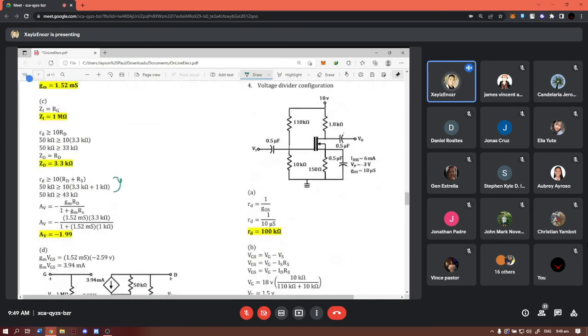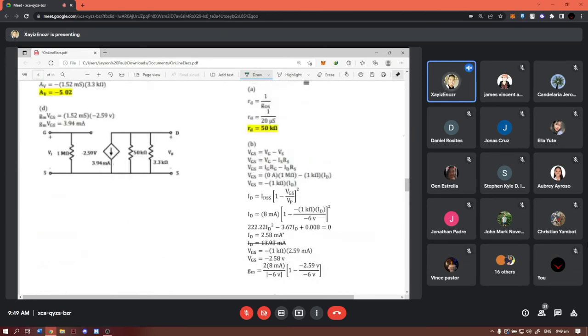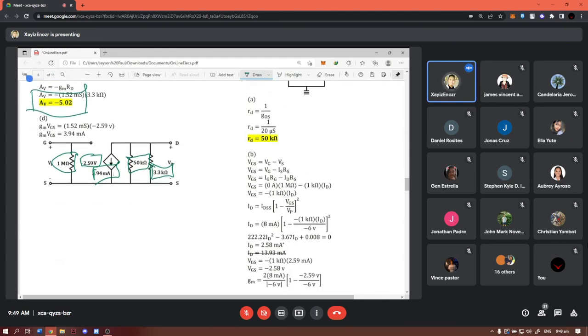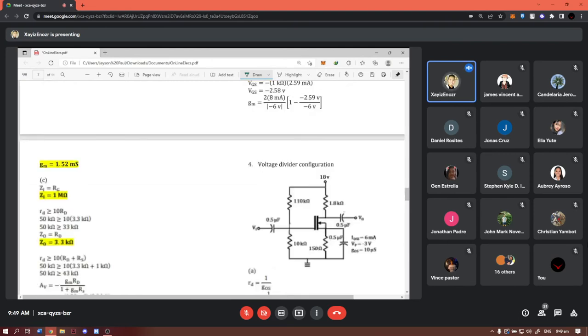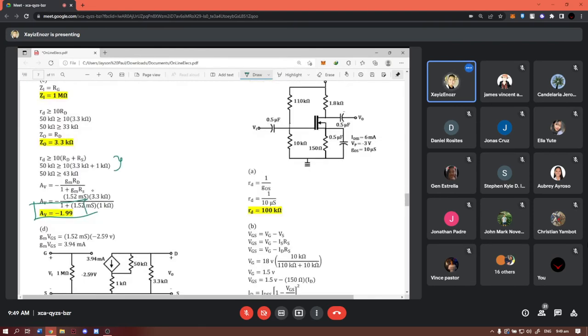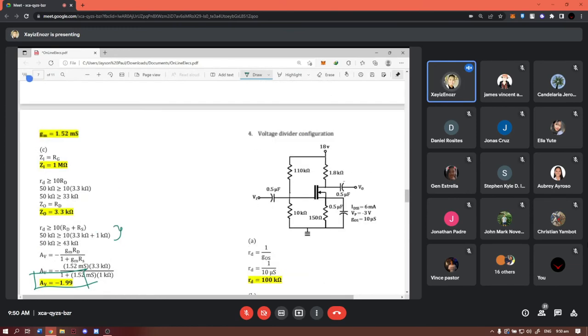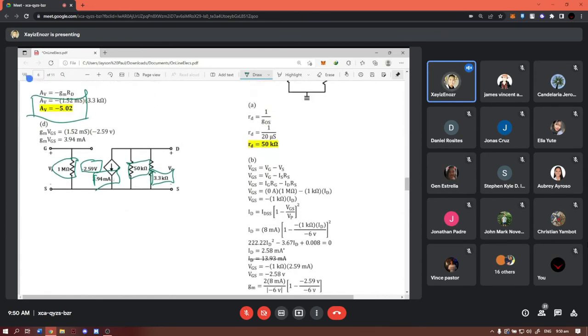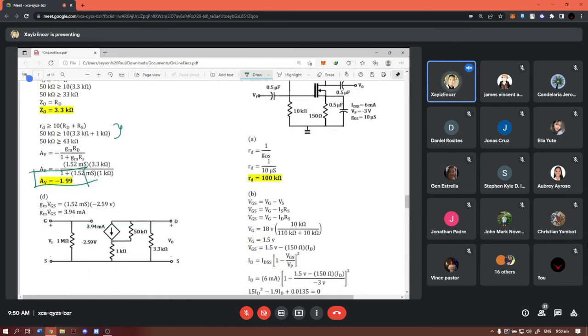So ano yung pagkakaibang nakita nyo? So nakita natin na with bypass capacitor, okay, our gain is negative 5.02. Then pag unbypass, kita nyo, nagkaroon ng epekto yung pagtanggal natin ng capacitor dun sa ating source terminal. Ano nangyari? Mas bumaba yung gain. Kasi compared dito sa bypass capacitor, 5.02 ang gain, negative 5.02, then negative 1.99 na lang with unbypass. So wag niyong pansinin yung negative sign.